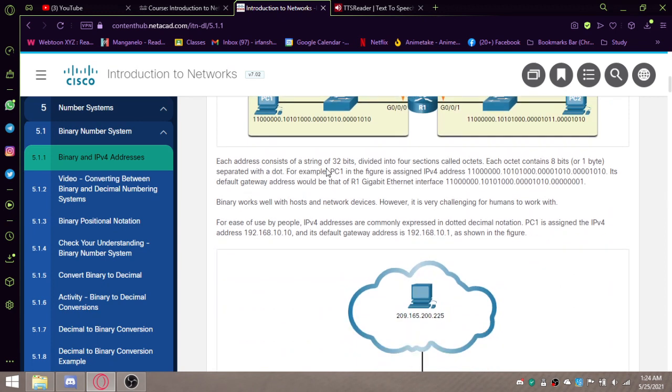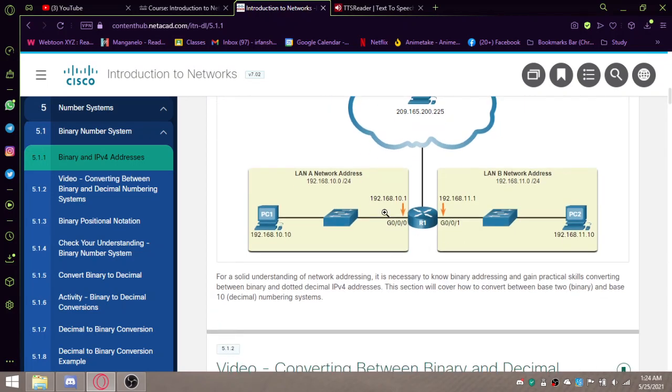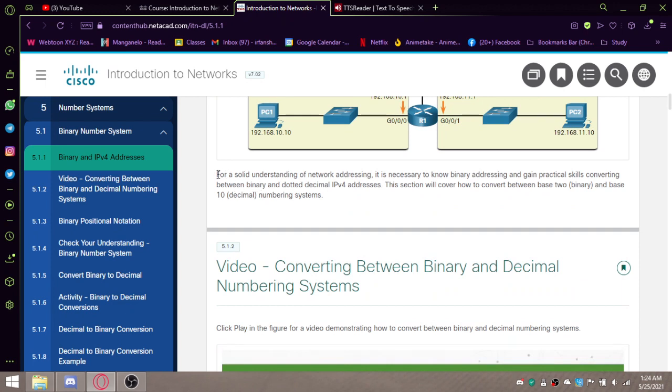Each address consists of a string of 32 bits divided into 4 sections called octets. Each octet contains 8 bits or 1 byte, separated with a dot. For example, PC1 in the figure. Binary works well with hosts and network devices. However, it is very challenging for humans to work with. Kau faham tu? For a solid understanding of network addressing, it is necessary to know the addressing and gain practical skill in converting between binary and dotted decimal.